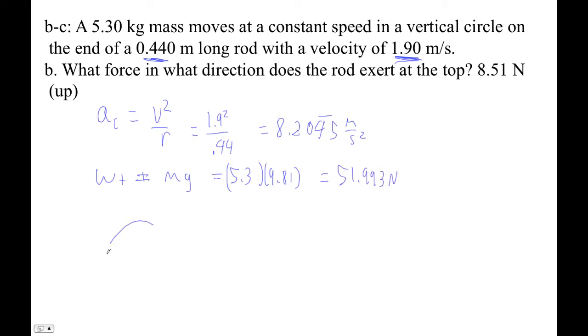All right, so now we've got our circle. And the first question is always at the top, so let's figure this out. At the top, we're accelerating down toward the center, right? So we're going to make this acceleration negative. So I'm going to go force minus the weight, 51.993, equals 5.3 times negative this.